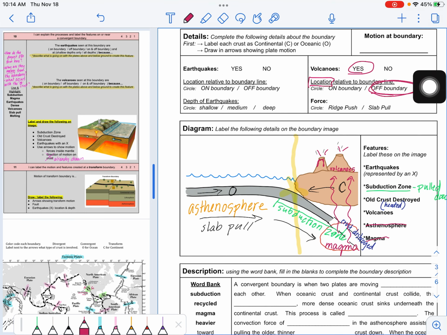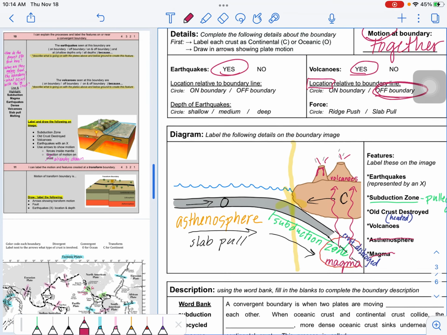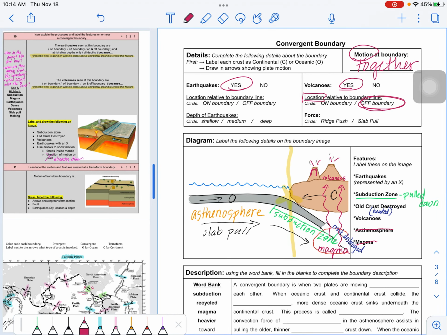As far as earthquakes go, that should be a no-brainer. We know that there's motion at this boundary. These plates are moving together. So any sort of movement is what creates our earthquakes. So yes, we know earthquakes are happening. In terms of location and depth, we have to think about, well, where is the crust moving? That's what creates the earthquake, the movement of the crust.